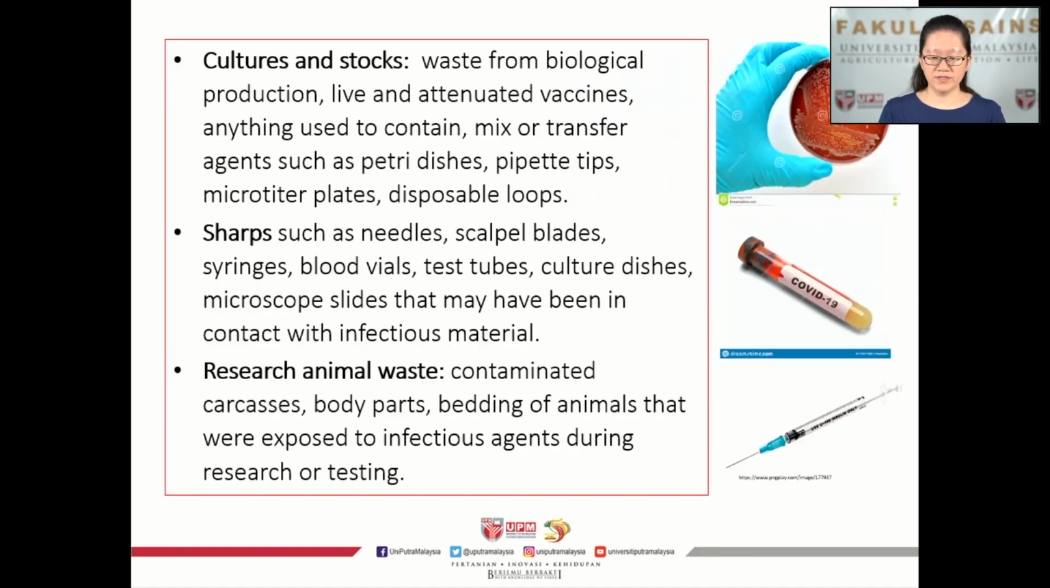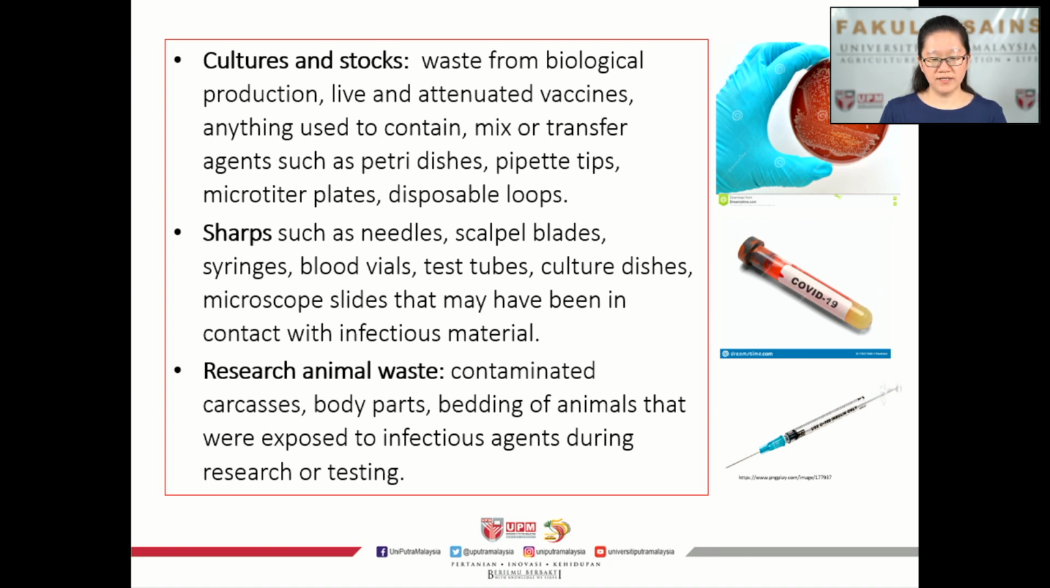Other than those mentioned earlier, there are also other types of materials that are considered biohazard, which include cultures and stocks, such as waste from the biological production of live or attenuated vaccines, and anything that is used to contain, to mix, or to transfer biological agents, including petri dishes, pipette tips, microtiter plates, and disposable tubes.